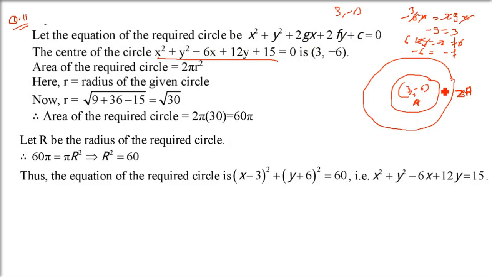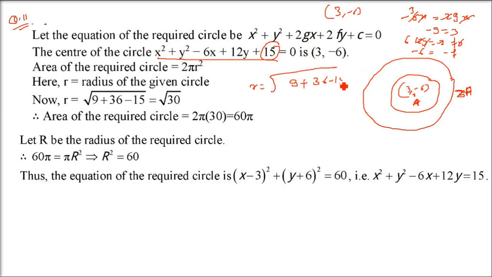Now radius is what? Under root g square plus f square minus c. Constant is also known. So radius will be under root 3 square plus minus 6 whole square minus 15.